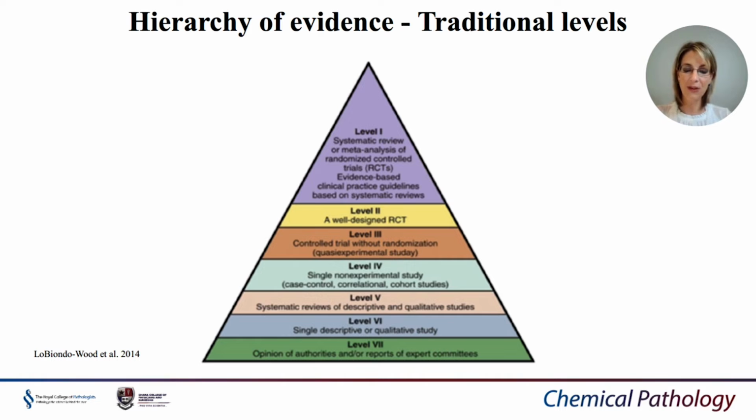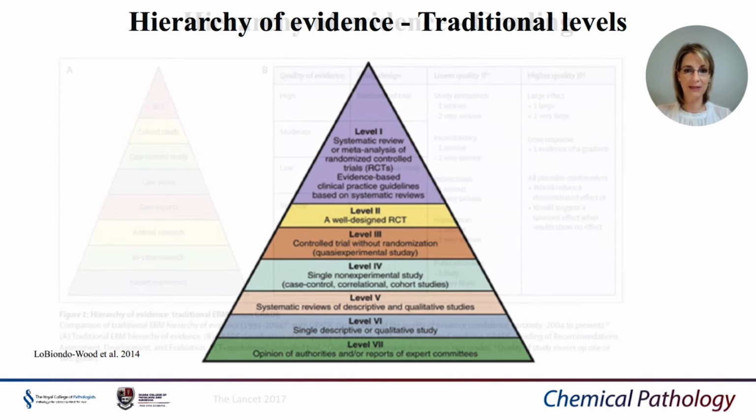Level 5 included systematic reviews of descriptive and qualitative studies. And level 6 were single descriptive or qualitative studies. And then, as we mentioned, level 7 was then about expert opinions and colleagues' input in terms of committees, reports, and other authority reports that were released.